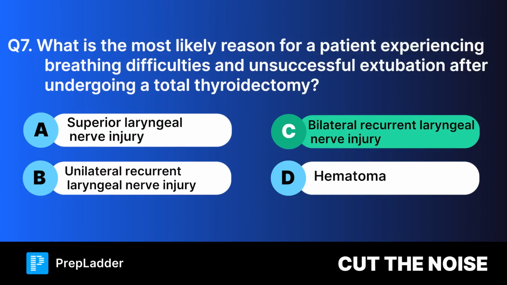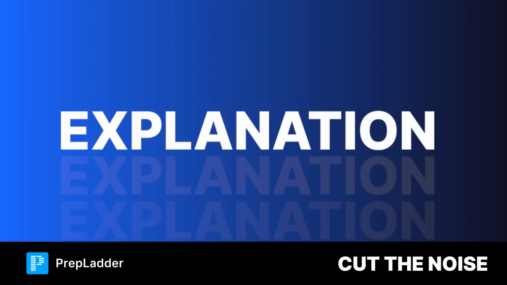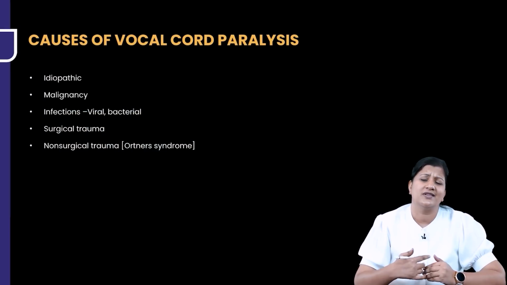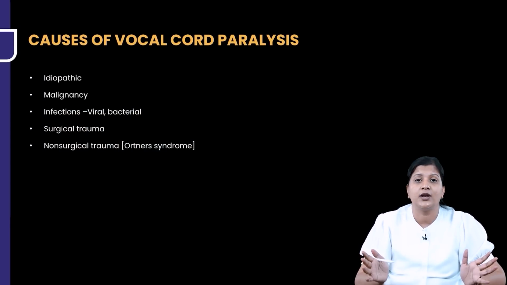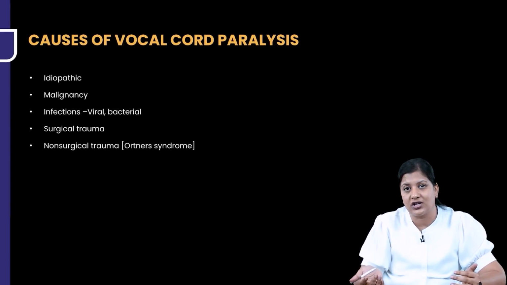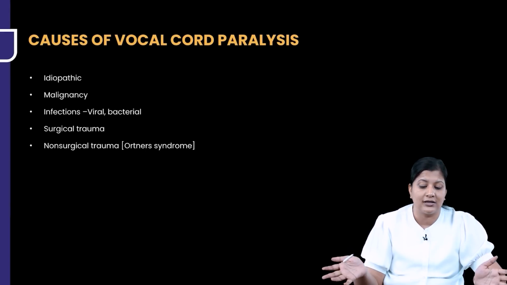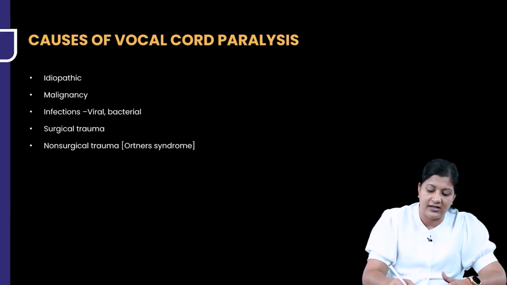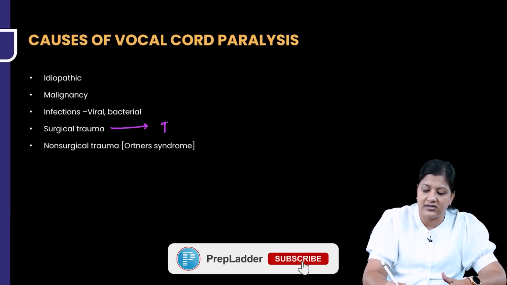And the correct answer is bilateral recurrent laryngeal nerve injury. Here's the explanation. Now let us go to understand the causes of vocal cord palsy. Now causes can be many, but the most common cause is traumatic. It can be a direct trauma, it can be a surgical trauma. The most common surgery that is responsible for causing involvement of the nerve is going to be your thyroid surgery.